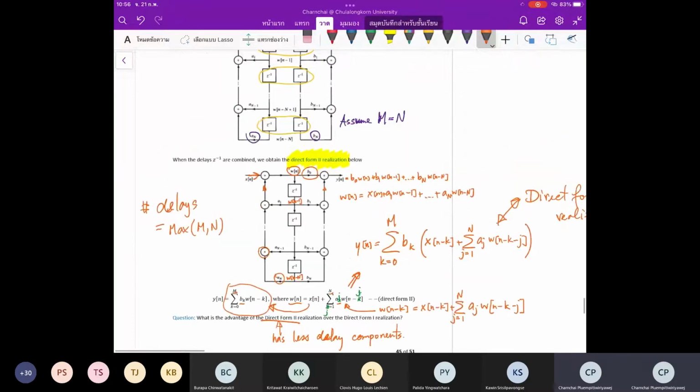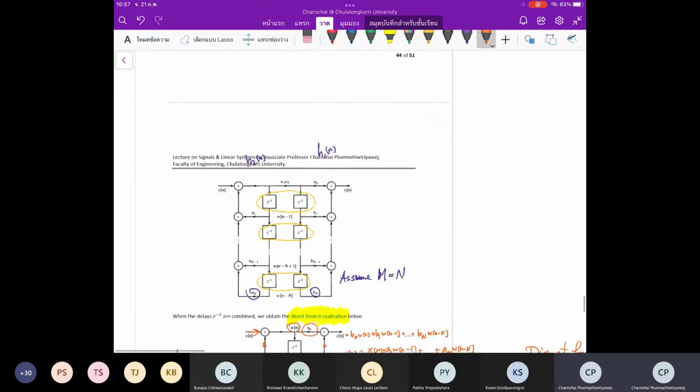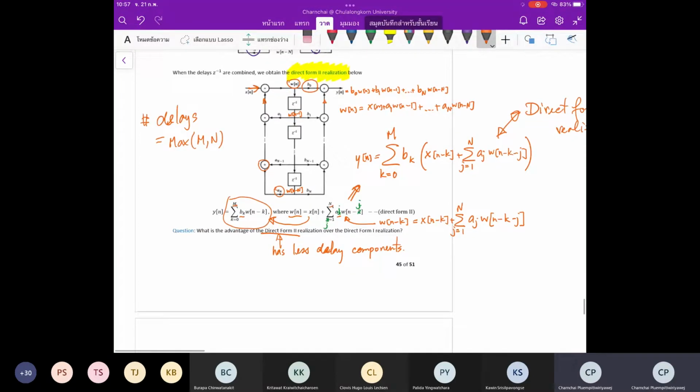If I give you the diagram like this, you're supposed to be able to come up with the difference equations. If I give you direct form 1, it's easy. If I give you direct form 2, you might want to work out the difference equations a little.